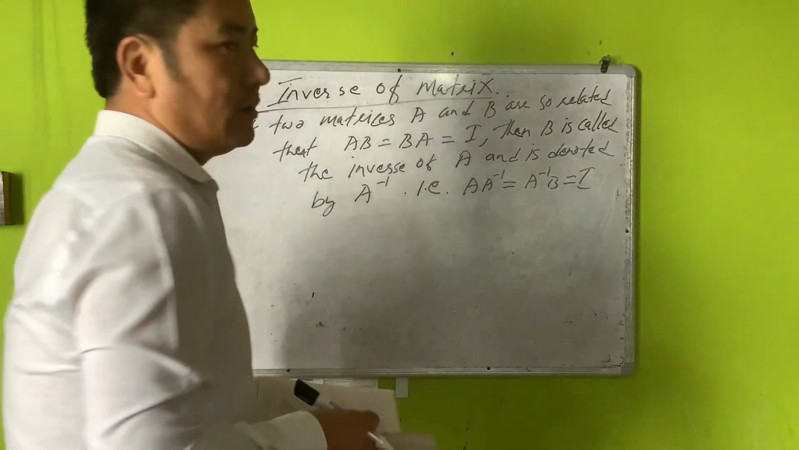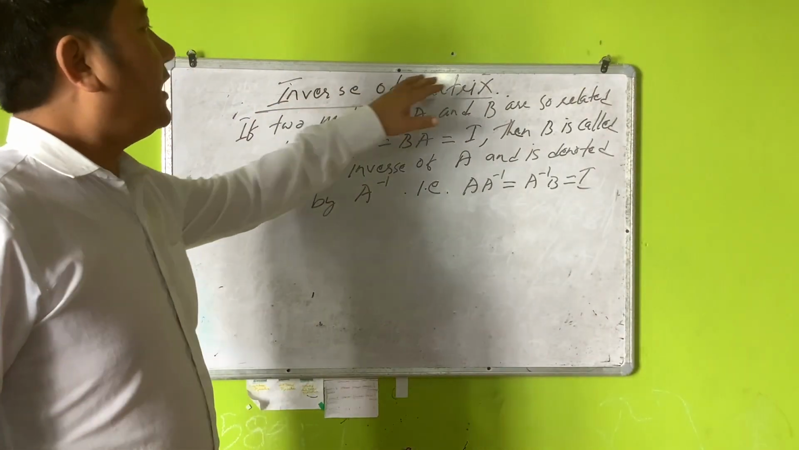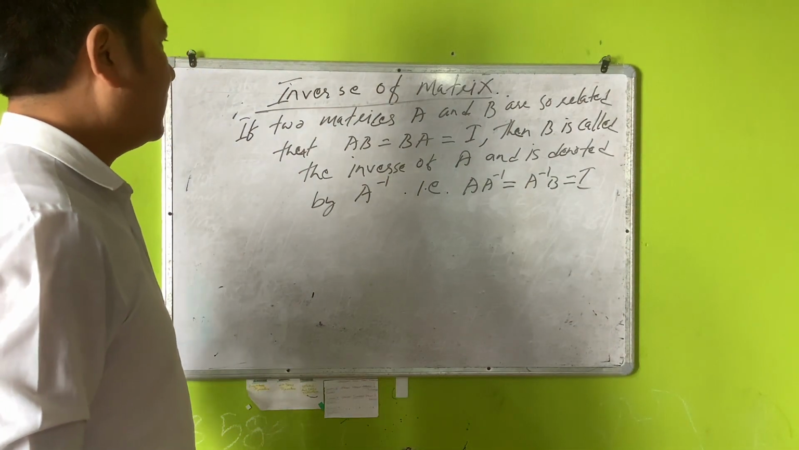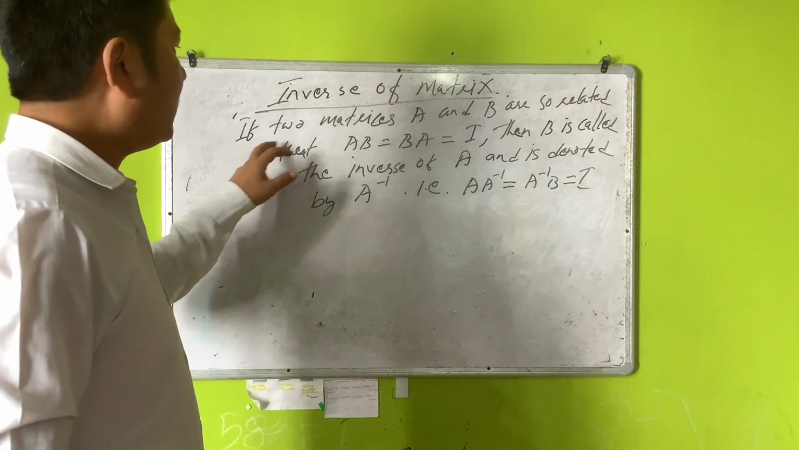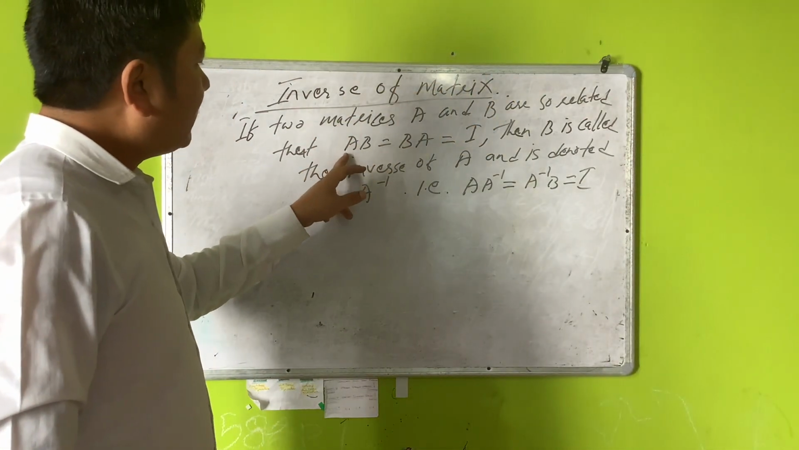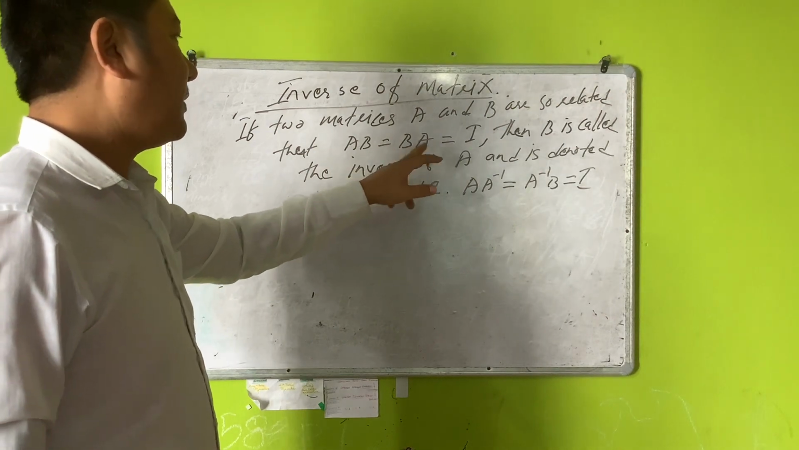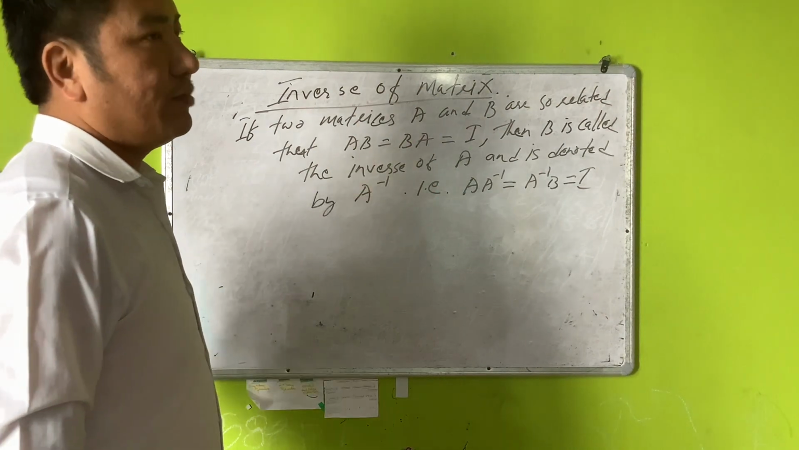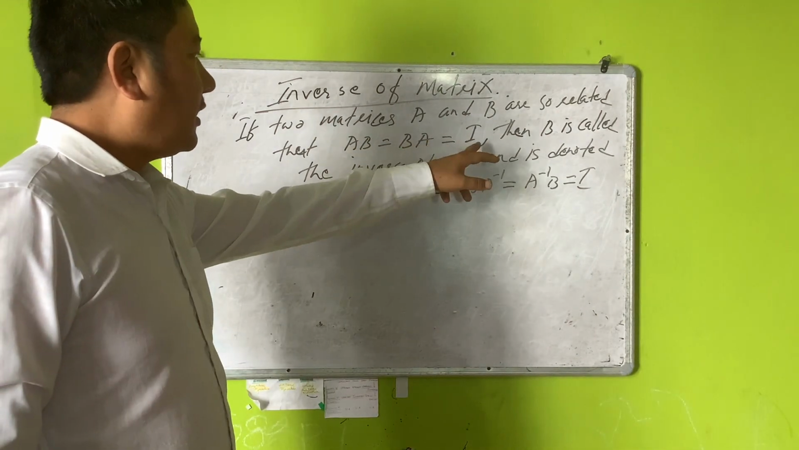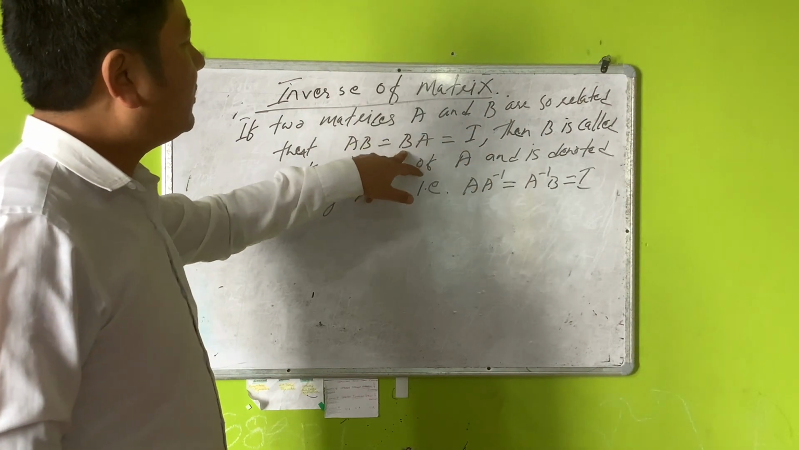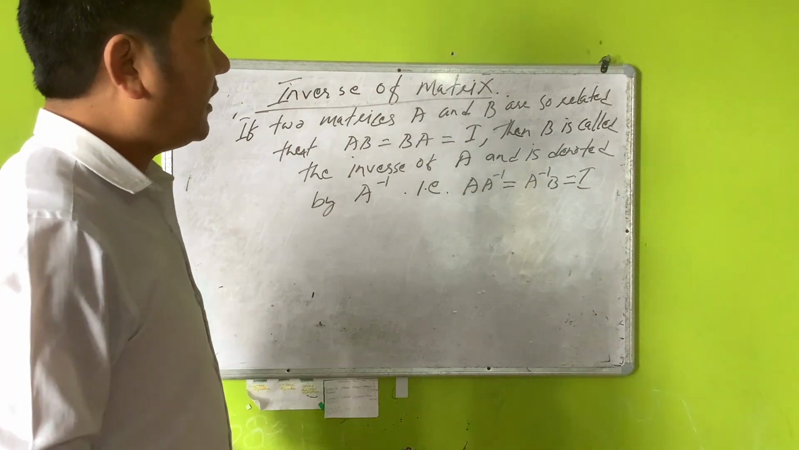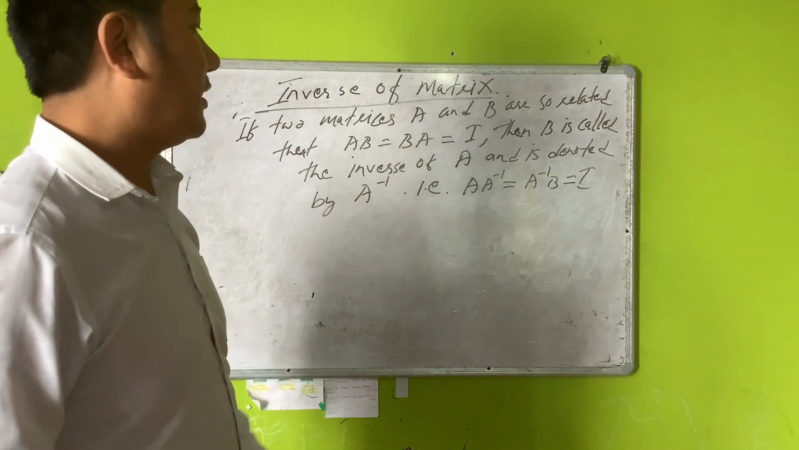Okay. Now we are going to solve A inverse. Okay, inverse of matrix. This is very important for your examination. There is a rule here, which says: if two matrices A and B are so related that whether you multiply A and B or you multiply B and A, the result will be the same. Whether you multiply A and B and compare with I, or you multiply B and A and compare with I, the result will be the same, then B is called the inverse of A.